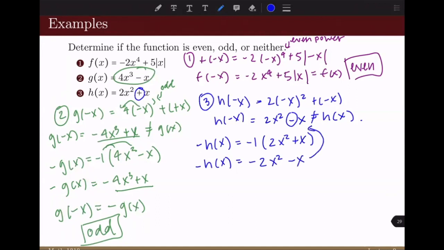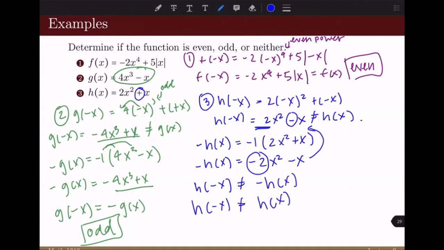This is also not the same thing we got, because now I have a negative in front of this 2 and I don't have one here. So that means h of negative x is not equal to negative h of x, and also h of negative x is not equal to h of x. Therefore, it is neither even nor odd. All right, let's move on.